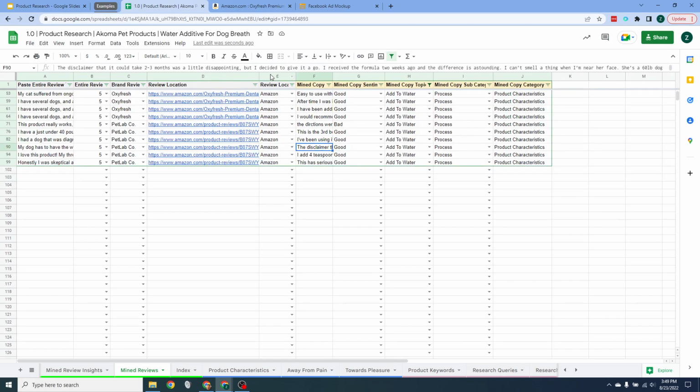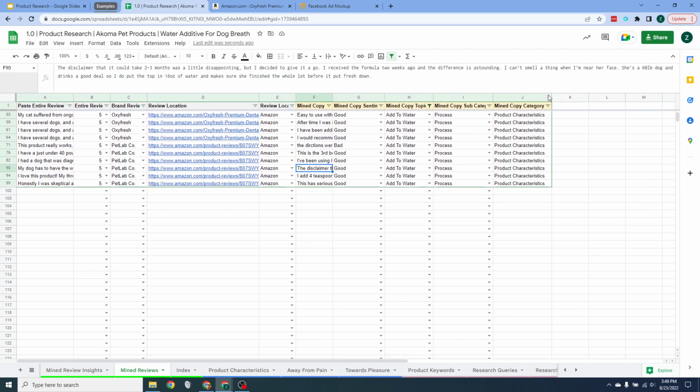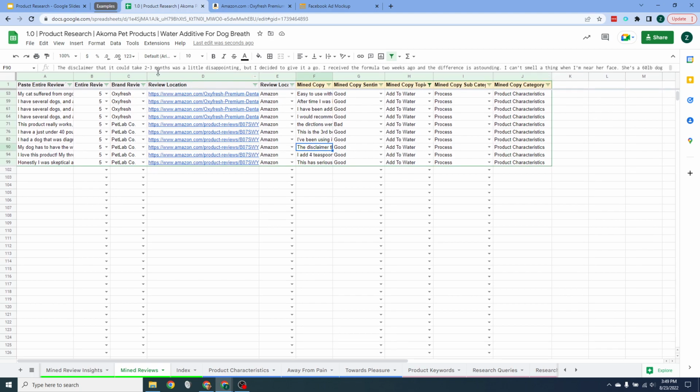Can't smell a thing, just 60-pound dog. It could take 2 to 3 months to work for this one.